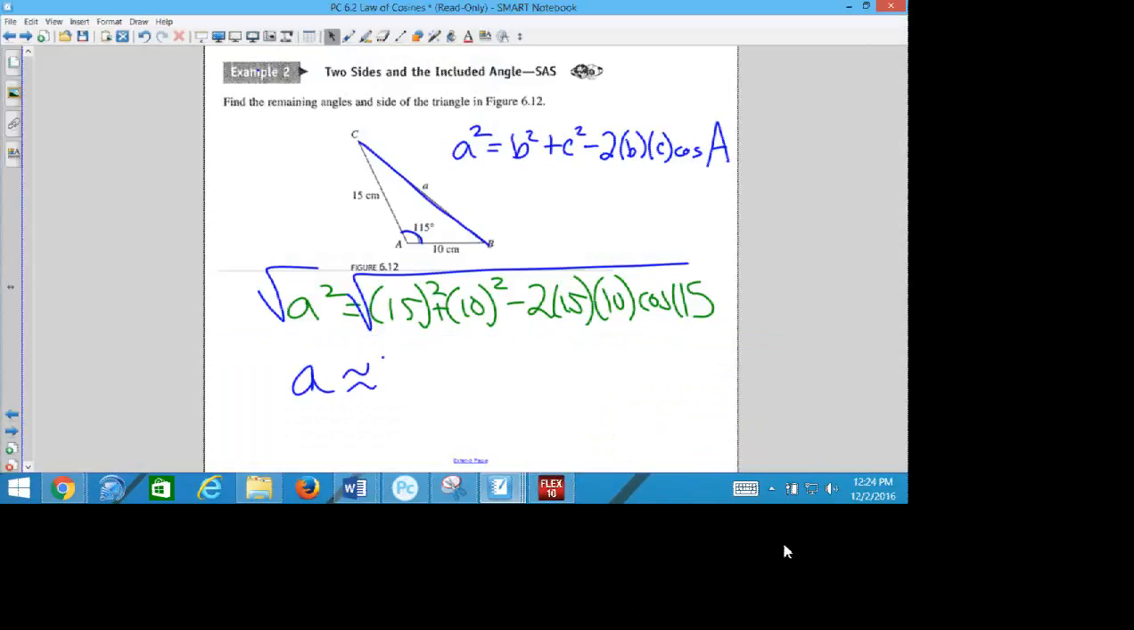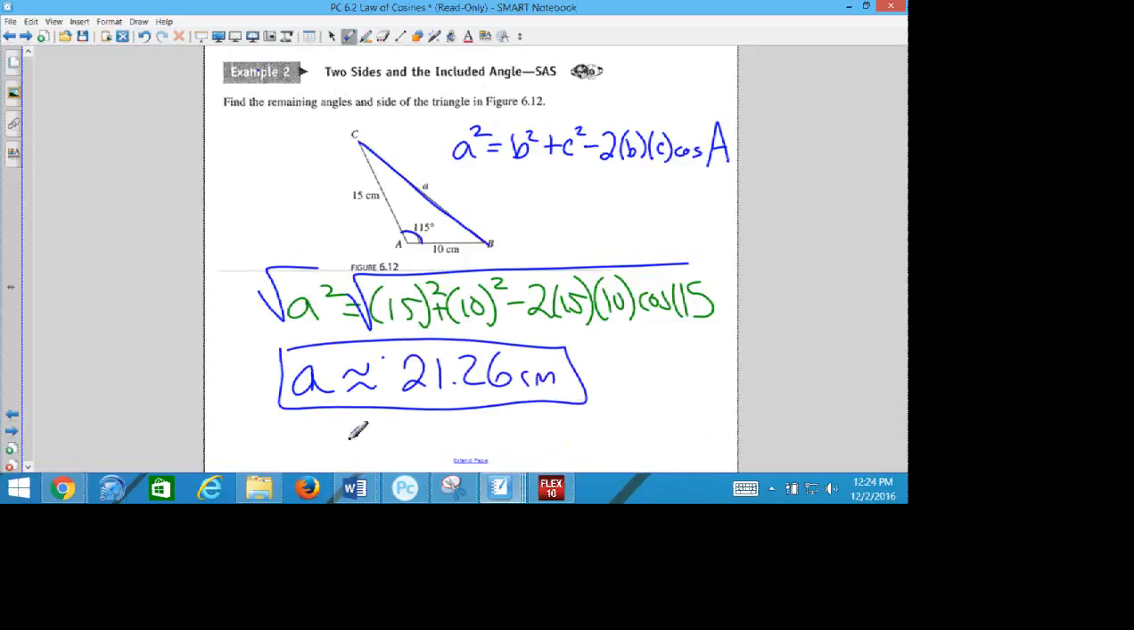So am I going to use this rounded answer to find new answers? No, I'm going to use the exact answer, so I'm going to keep it handy on my calculator. We have found side A. 21.26 is the approximate answer for side A, centimeters. But that is not exact.